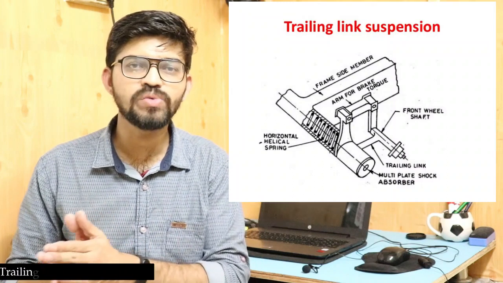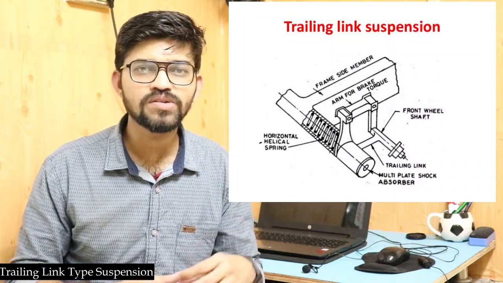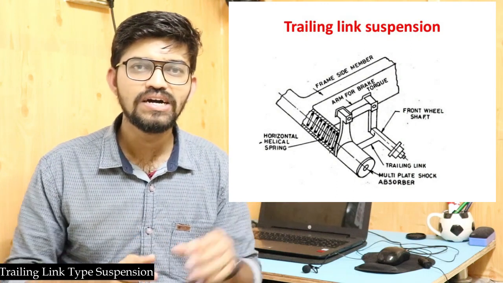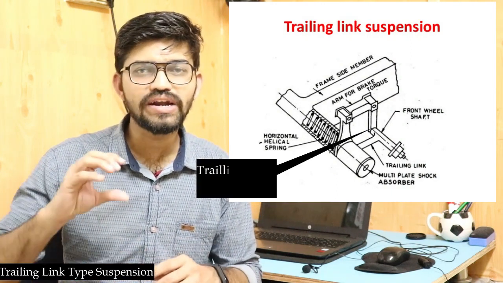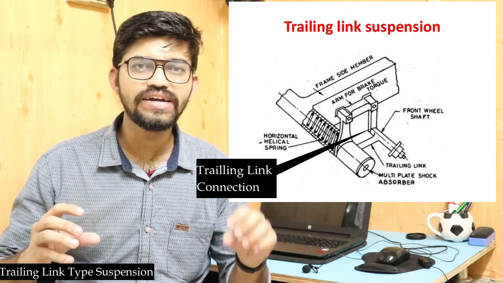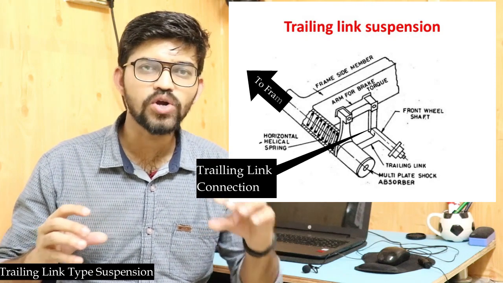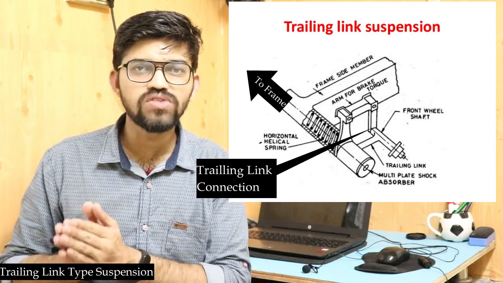So moving ahead, next is the trailing link type of suspension system. In the case of the trailing link type of suspension system, there is a torsional spring. This torsional spring is connected to the trailing link at one end, and at the other end it is connected to the frame of the automobile. The trailing link is connected to the stub of the wheel.